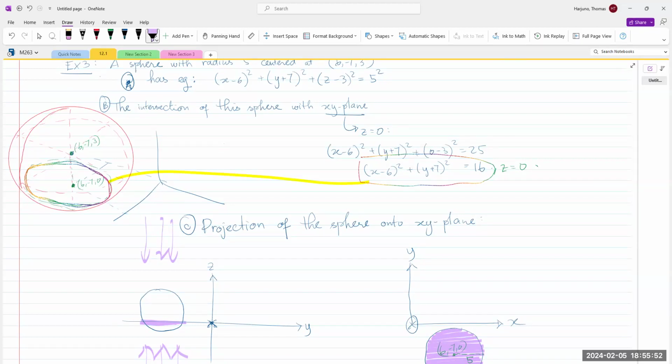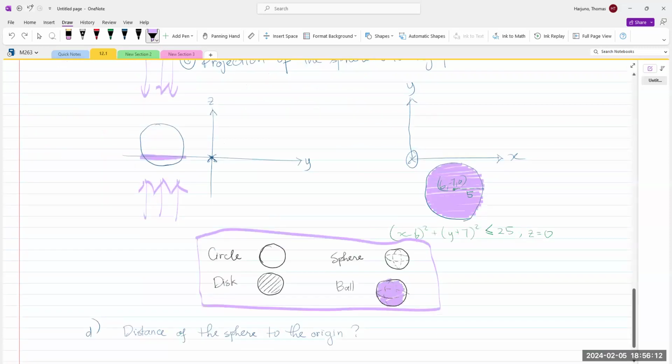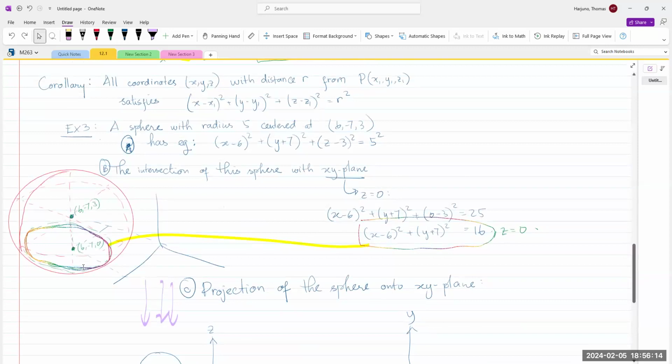The distance of the center of this sphere to the origin is this length here, the one I marked in purple highlight. No, that's not the one. When we say the distance of an object to a certain point, in this case the origin, it refers to the closest distance from that object to the origin. It refers to this part here. You see what I mean?